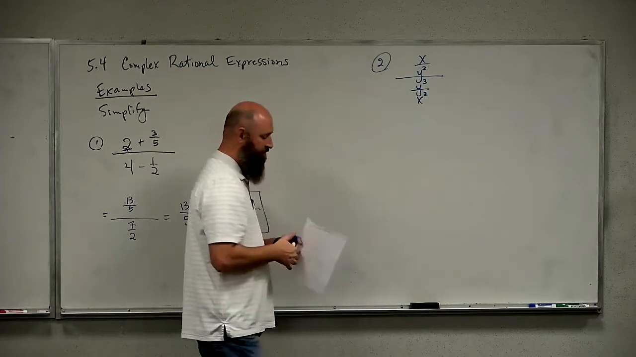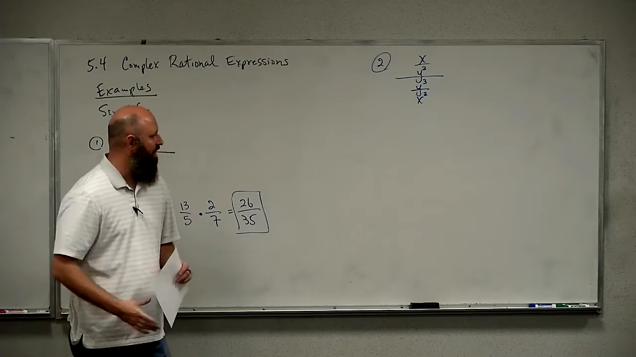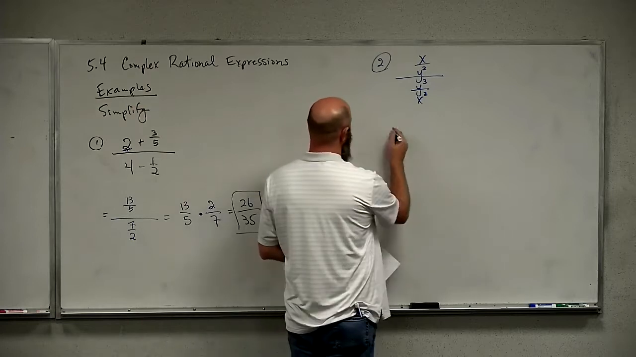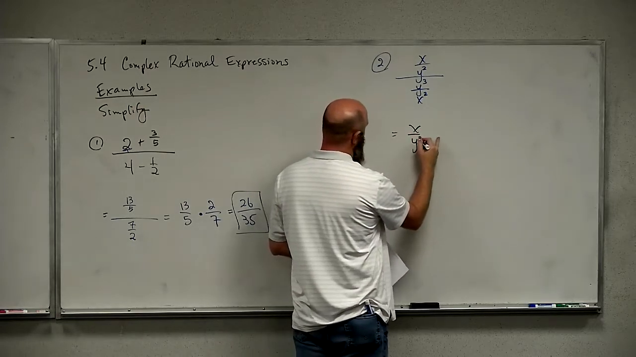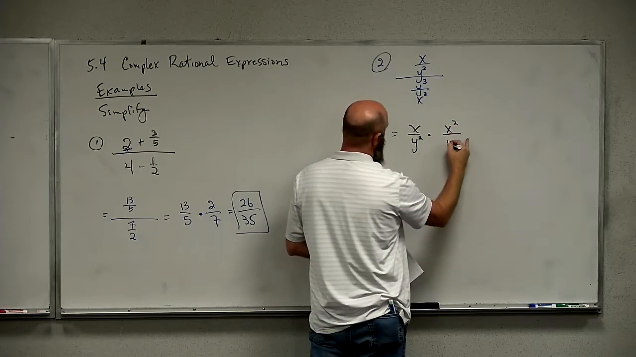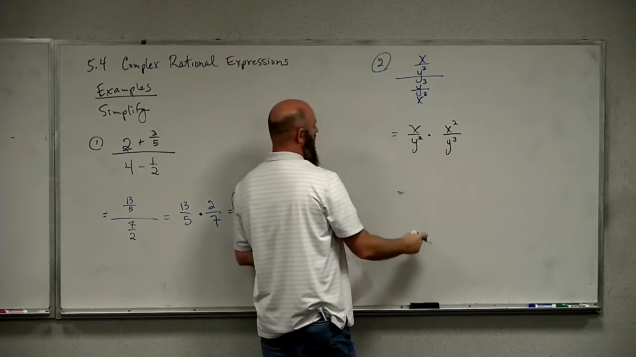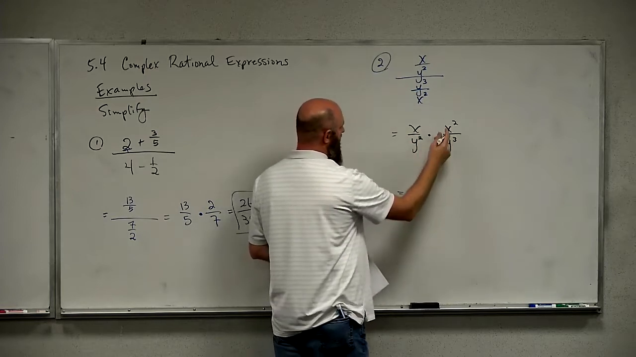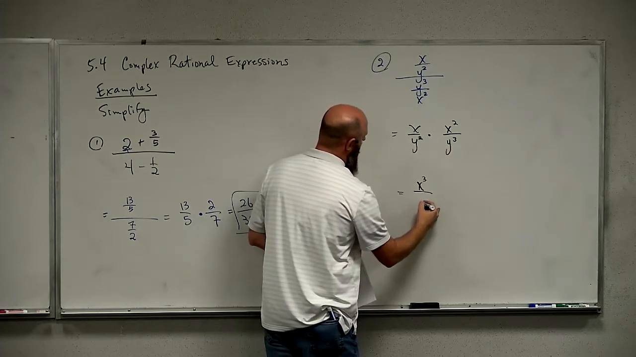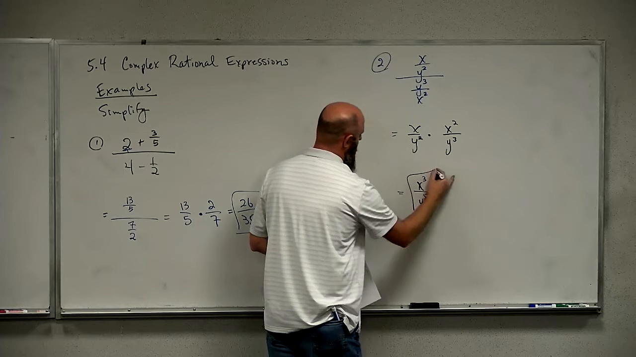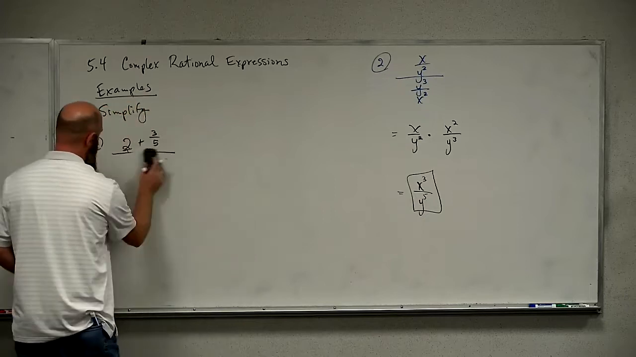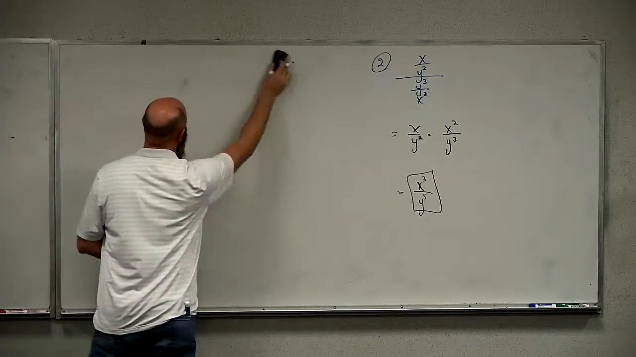All right, well, I already have a fraction over a fraction, so I can go straight into change flip. We keep that top one. So x over y squared, change to multiplication, and flip that over. So x squared over y to the third. Well, there's nothing to reduce. X times x squared is x to the third. Y squared times y to the third is y to the fifth. Okay, but again, if we can reduce, we need to do so.